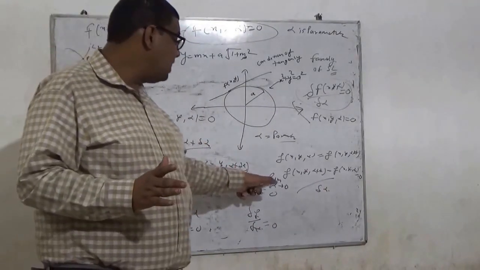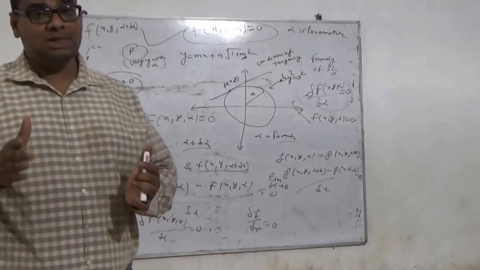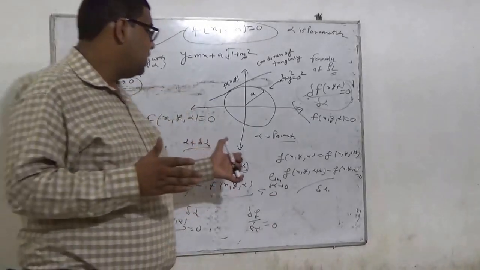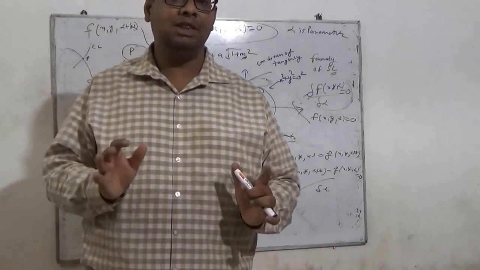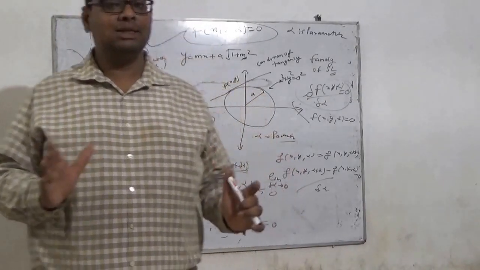And here del alpha is tending to 0, because as del alpha tends to 0, both equations will achieve the definite point P, which will not vary with respect to alpha, where alpha is the parameter.